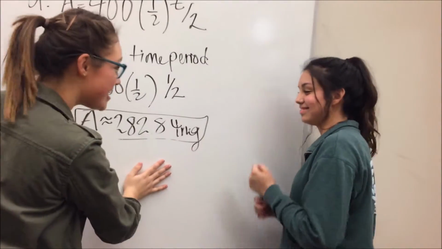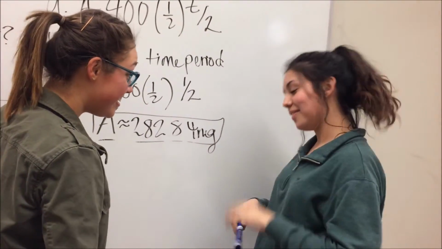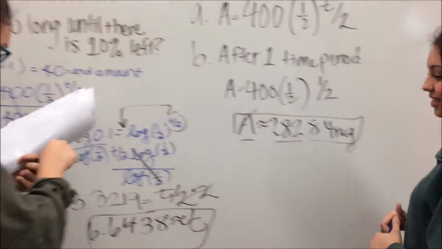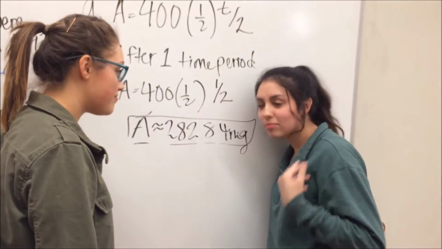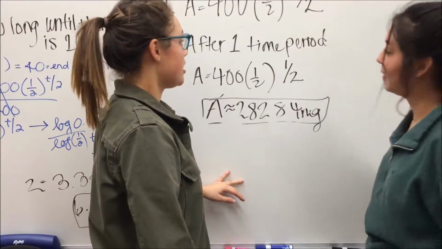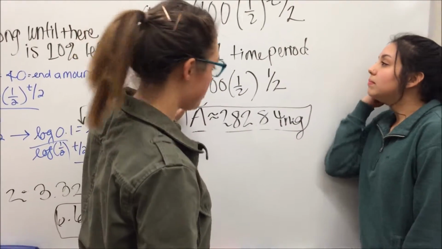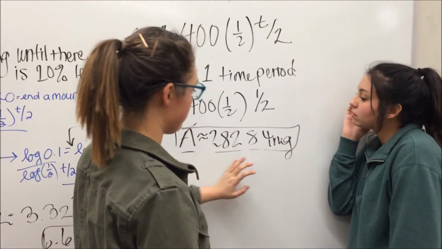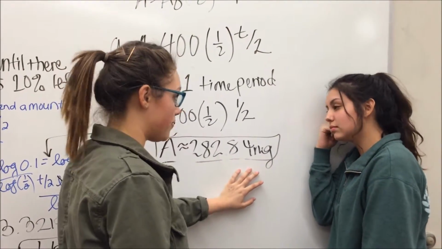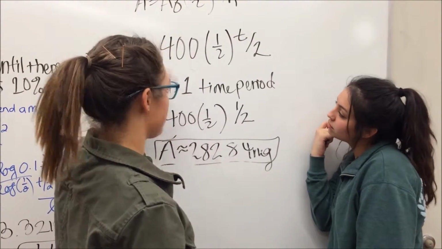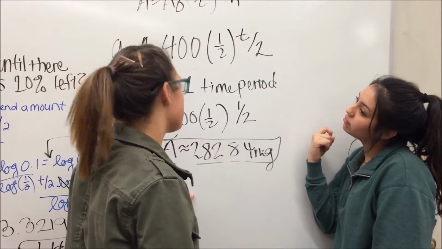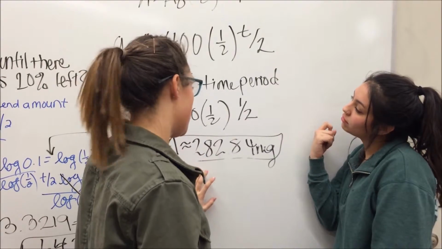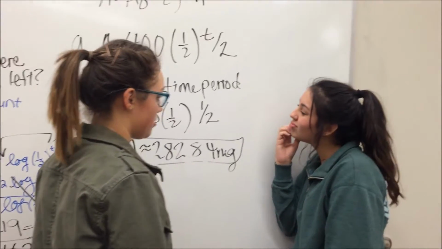Nataysia, did you hear any of that? Yeah. So how does this help me? So this helps you by, after one time period, you'll have 282.84 milligrams left in your body. So let's say your time period was like an hour left, which is what we set this for. So then that's how many milligrams would be left in your body.